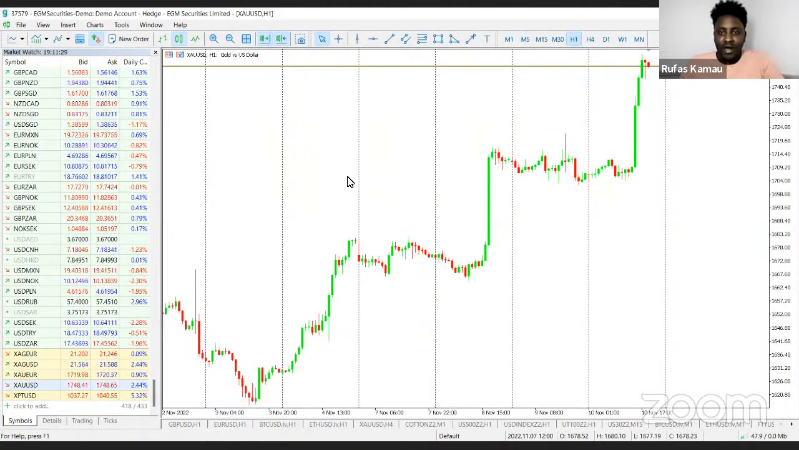Currently, this is the chart for gold. Clearly, for today, you can see it has been impressive, a very strong bull run. Yesterday was sideways, and the other day was a strong bull run. So generally, for the last couple of days, gold has been moving upwards.